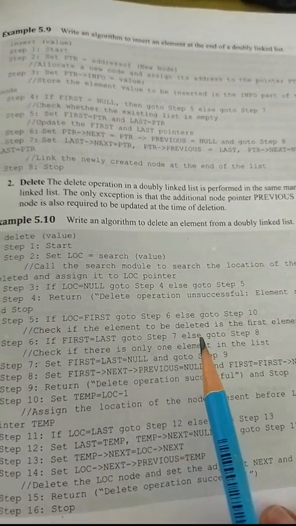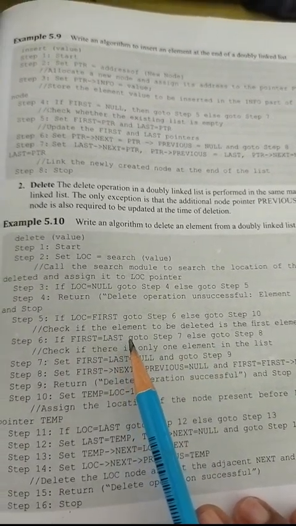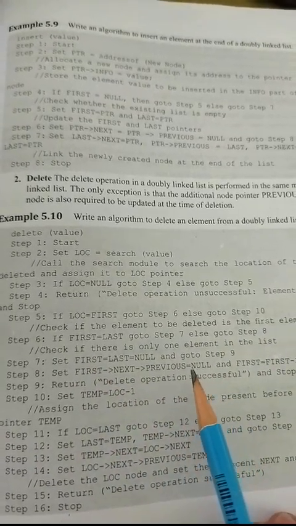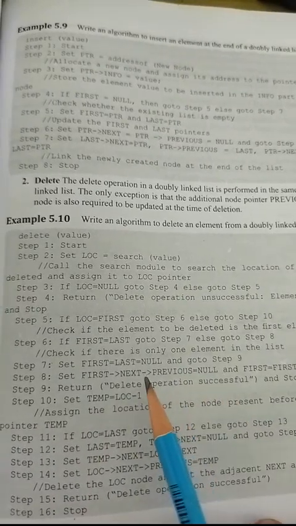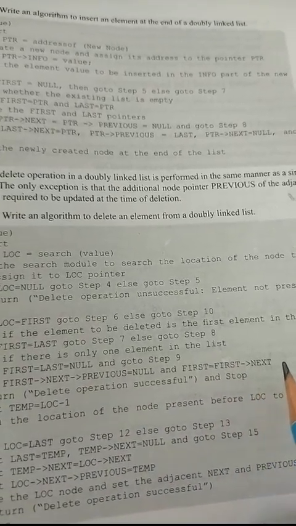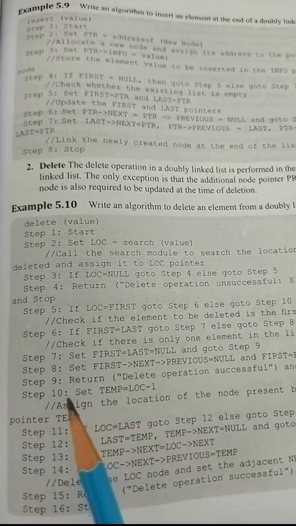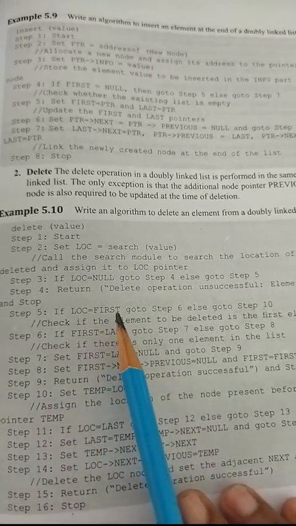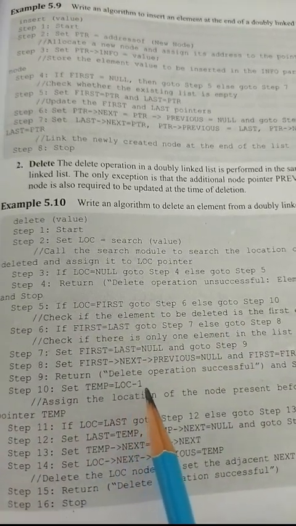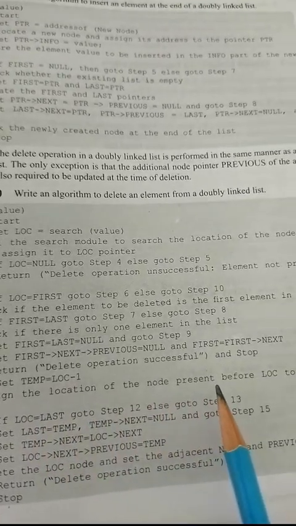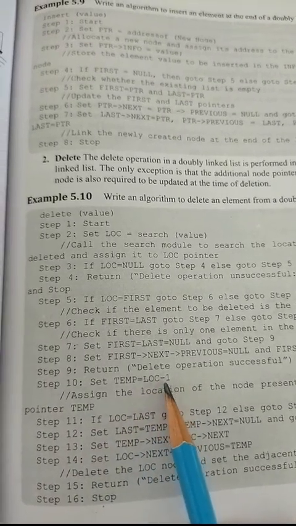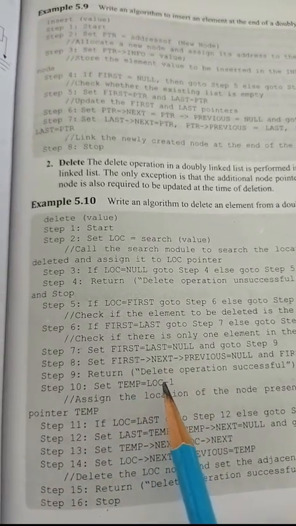Now if first is not equal to last, then go to step 8. In step 8, first of next of previous is equal to null. So we are setting first of next's previous to null, and first is equal to first of next. Step 8, here if location is not equal to first, then go to step 10. Step 10, set temp equal to location minus 1. Here it is assigning the location of the node present before the location to the temporary pointer temp.